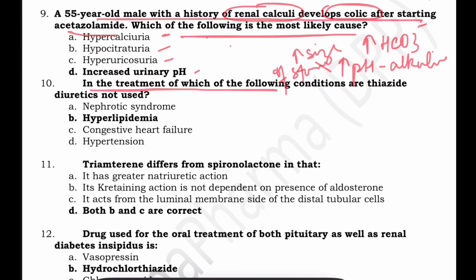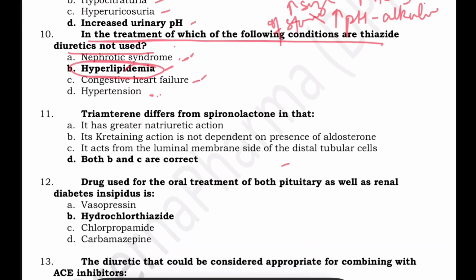In the treatment of which of the following condition is thiazide diuretic not used? Thiazide diuretics, nephrotic syndrome, hyperlipidemia, CHF, hypertension. Among these, they can be given in the others, but in hyperlipidemia, giving a thiazide diuretic makes no sense. So they are basically used in nephrotic syndrome, CHF, and hypertension.